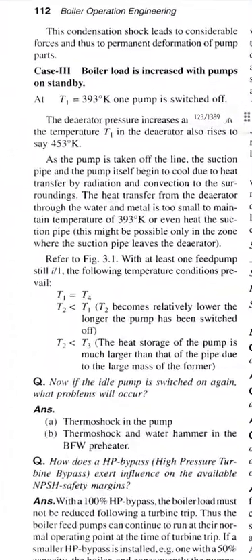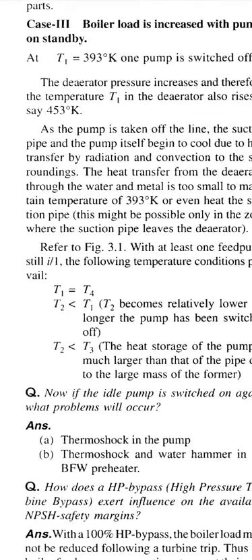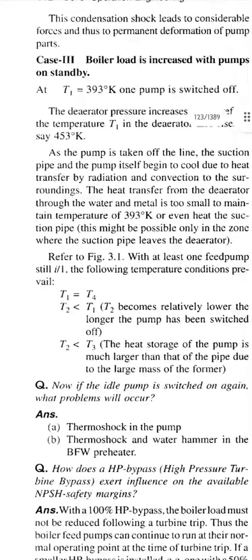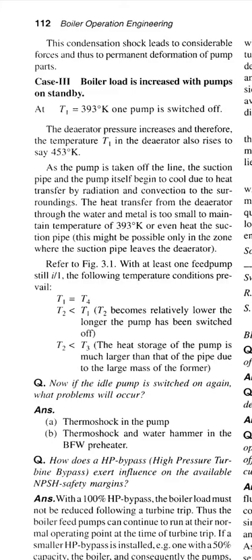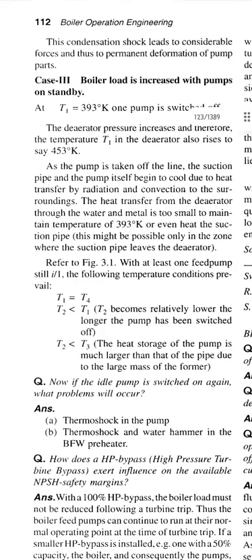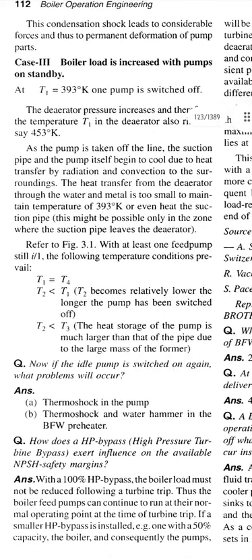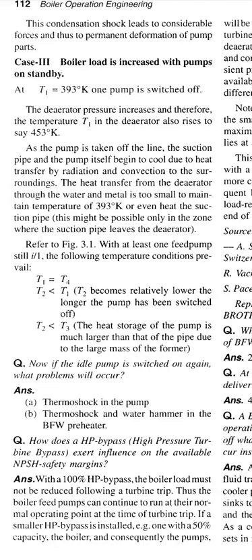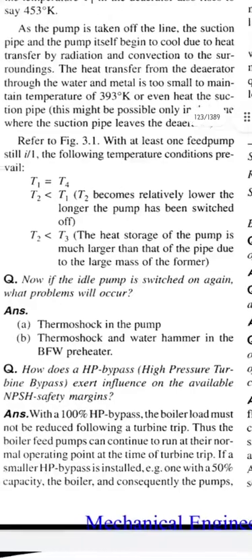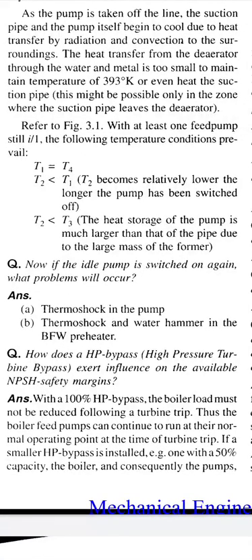So as per the diagram, T1 equal to T4, that means deaerator temperature is equal to the inlet temperature of the heat exchanger. Then T2 lesser than T1. Deaerator temperature is more than T2, the inlet of the boiler feed water pump. So T2 is lesser than T3. The heat storage of the pump is much larger than that of the pipe due to the large mass of the former. The next question. Now, if the idle pump is switched on again, what problems will occur? Thermoshock in the pump, thermoshock and water hammer in the BFW preheater.